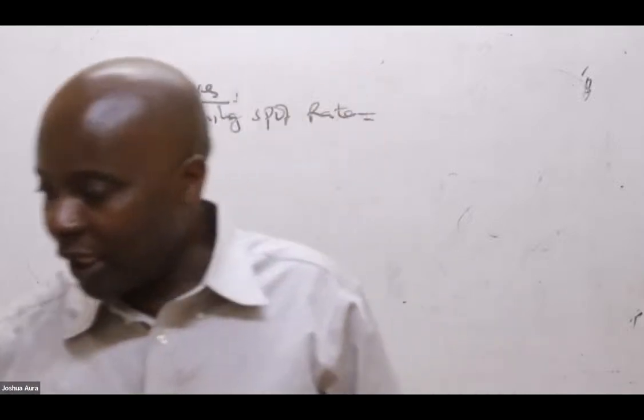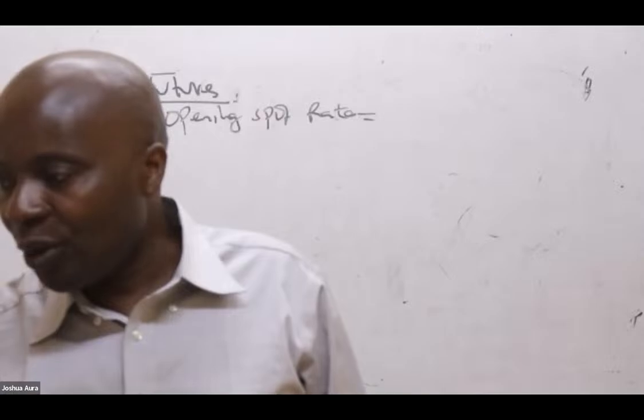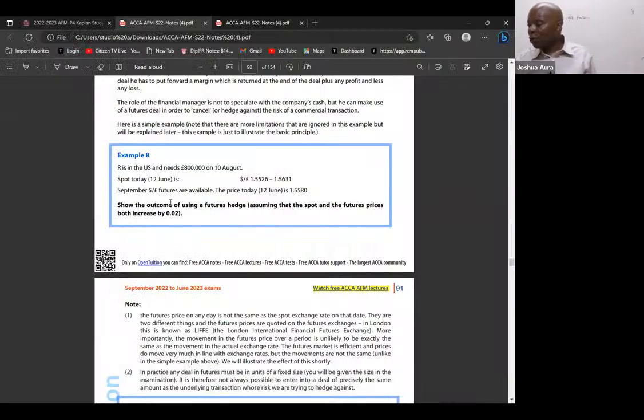So for the future, they'll tell you. They have told us here, September dollar per pound futures are available. The price today is 1.5580, $1.5580 per pound, like that. That is the opening spot rate.